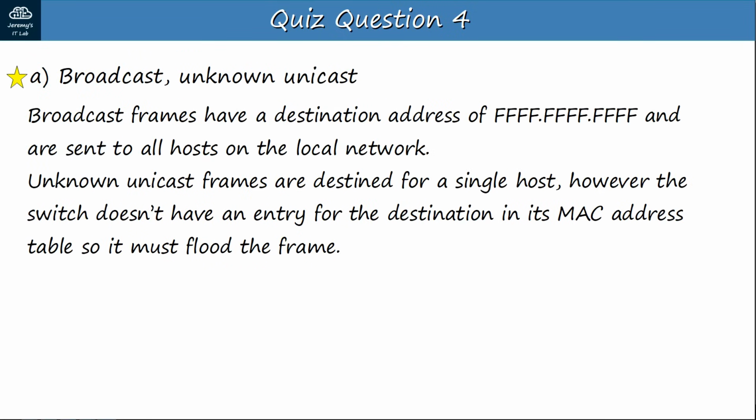Broadcast frames have a destination address of ffff.ffff.ffff and are sent to all hosts on the local network. Unknown unicast frames are destined for a single host. However, the switch doesn't have an entry for the destination in its MAC address table, so it must flood the frame. So A, broadcast and unknown unicast, is the correct answer. Let's go to the last question for today's video.